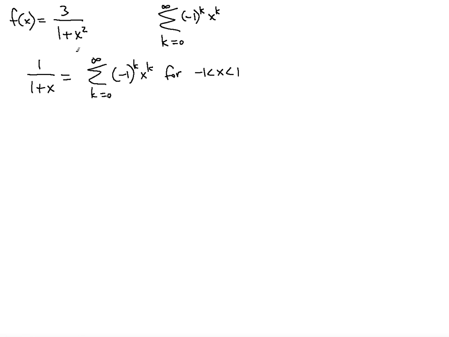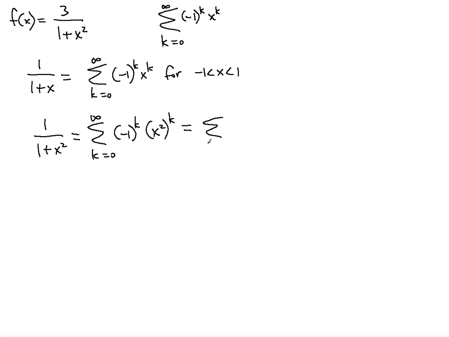Okay, so now let's see if we can change this and make it look like this. First we're going to replace the x with x squared, right? So we're going to have 1 over 1 plus x squared is equal to, let's see what's going to happen. We're going to keep the negative 1 to the k, and then we're going to replace x with x squared. So it's going to be x squared to the k, which can be simplified further as negative 1 to the k multiplied by x to the 2k, because the power of a power means the powers multiply.